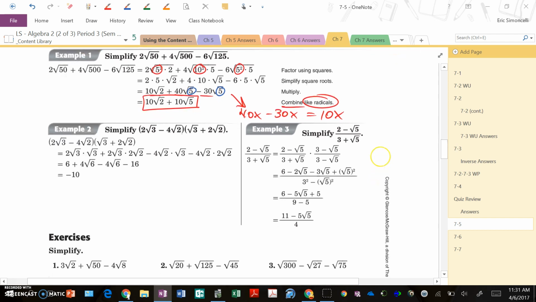Moving on, example 2. Simplify 2 root 3 minus 4 root 2, that quantity times root 3 plus 2 root 2. So they'll FOIL here, and they show that with 2 root 3 times root 3. First, outside, 2 root 3 times 2 root 2, inside, negative 4 root 2 times root 3, and then the last, negative 4 root 2 times 2 root 2. 2 root 3 times root 3, that's 2 root 9.